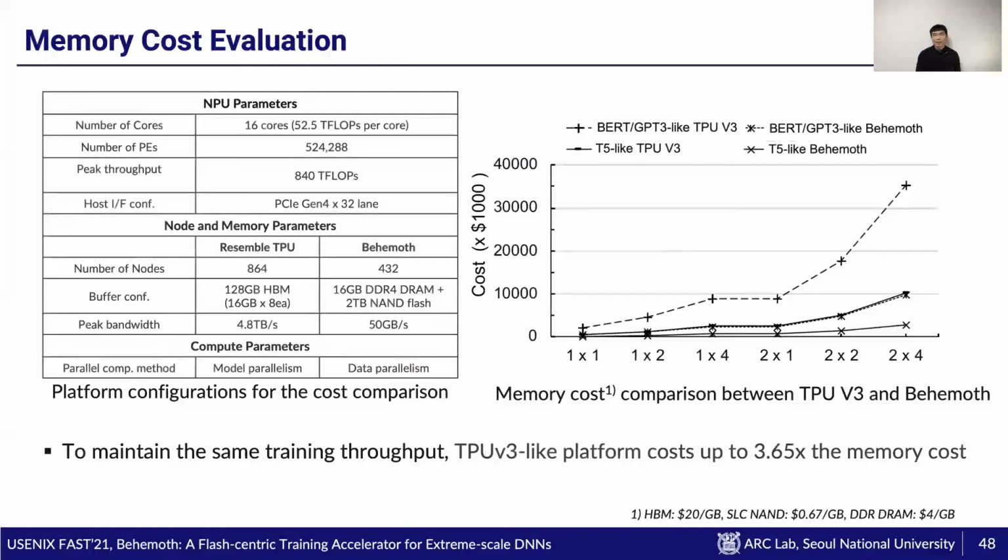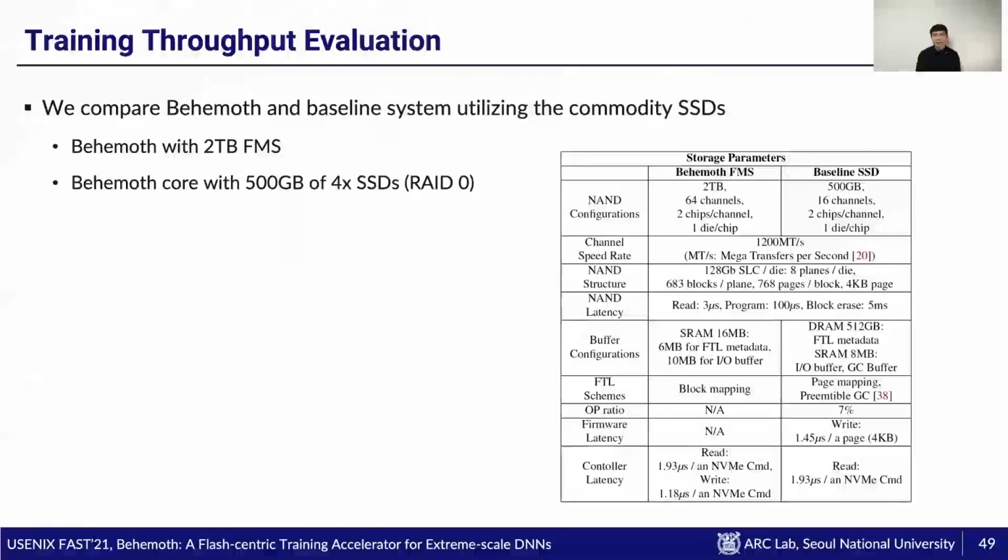Here are the memory cost evaluation results. We set the hardware parameters to finish training within 10 days, as listed in the table. As shown in the figure, the memory system of TPUs is 3.65 times more expensive than the memory system of Behemoth. The next evaluation is to compare training throughput between FMS and conventional SSDs. A 2 TB FMS and 500 GB conventional SSDs are compared.